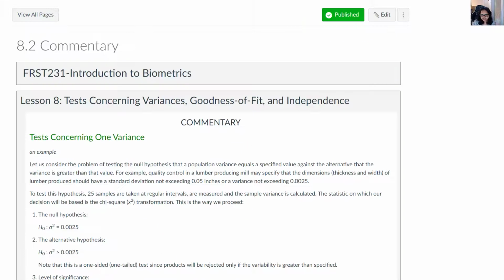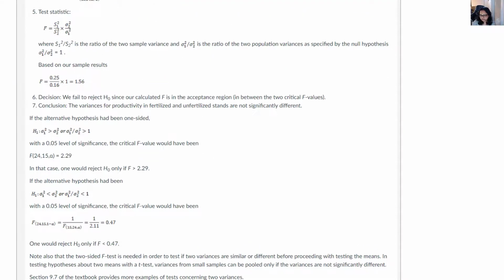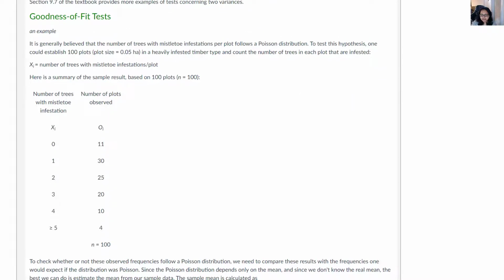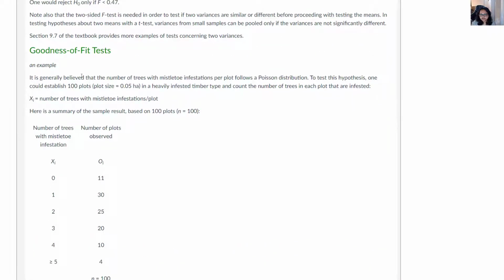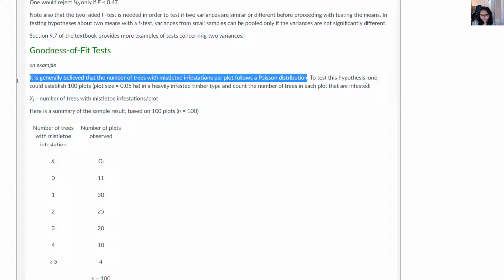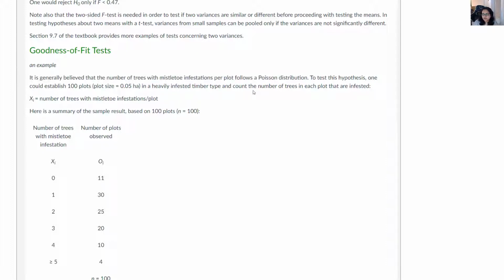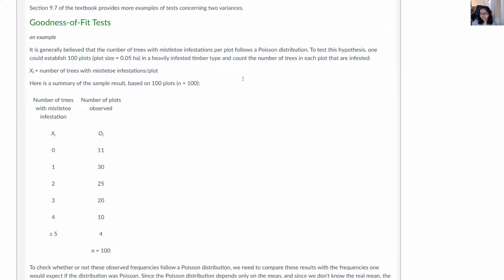So let's go to the detail on the page, and let's go to the goodness of fit test. In the goodness of fit test, if we generally believe that a distribution is Poisson, based on the data set we have, or maybe from popular belief, then we would like to test whether it's actually following that distribution. You can see that we are given an example, and that's the example I would like to show you in detail.